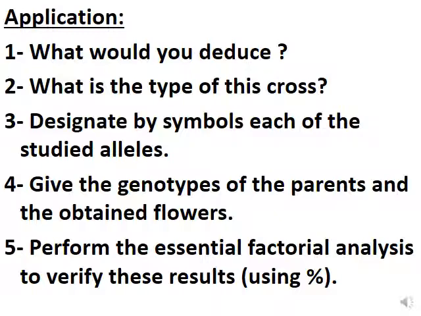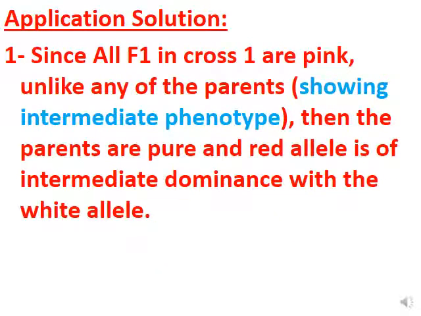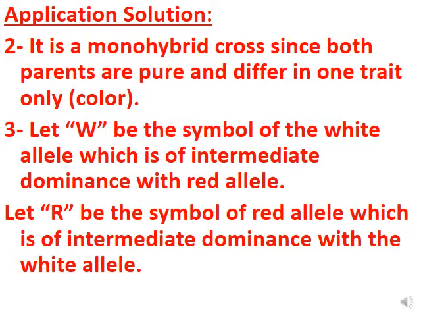So let's start step by step. Since all the F1 in cross 1 are pink, unlike any of the parents, they are showing intermediate phenotype, pink between the red and the white. Then the parents are pure and the red allele is of intermediate dominance with the white allele. Part 2, it's a monohybrid cross since both parents are pure and they differ in only one trait, which is the color.